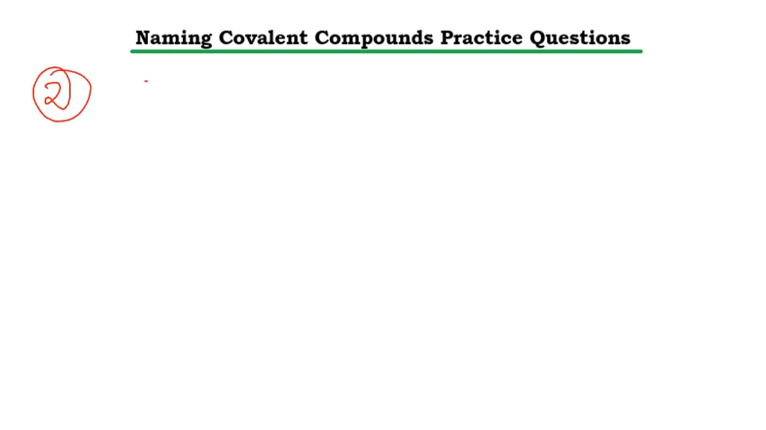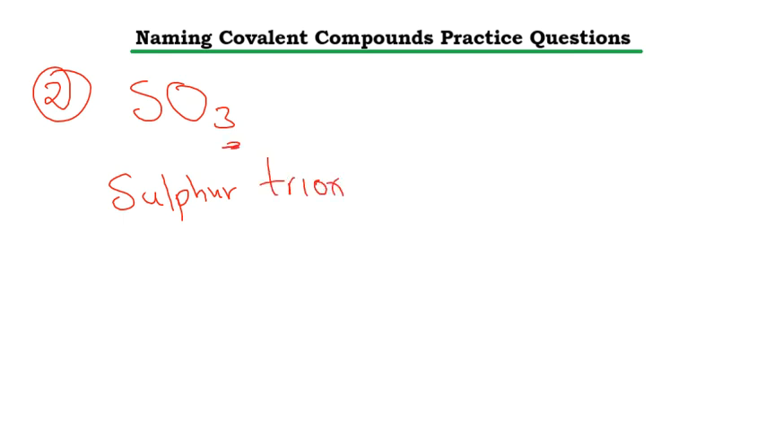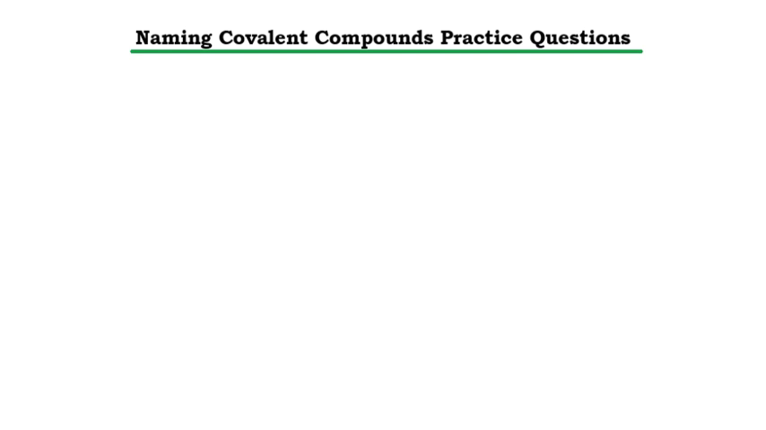The second one. The first element has only one atom, so we don't add a prefix there. So it will be sulfur. The second element always has a prefix based on the number of atoms it has. There are 3 atoms here, so it will be trioxide. Remember, the ending has to change to -ide. So it will be sulfur trioxide.